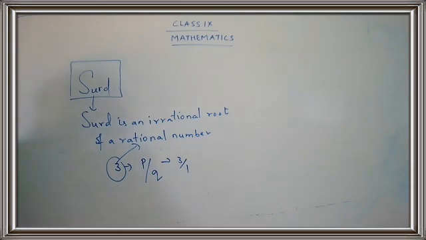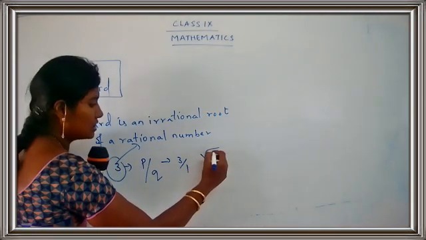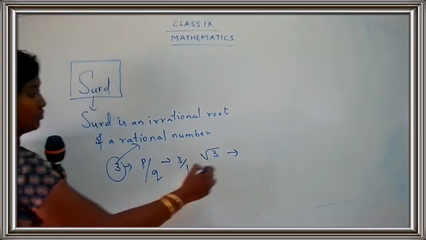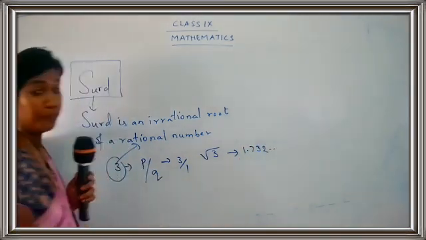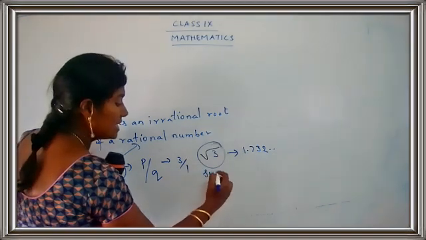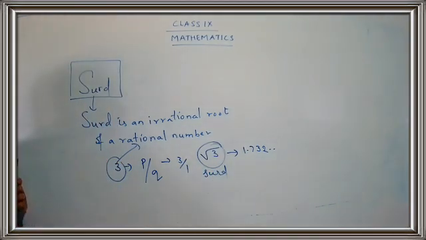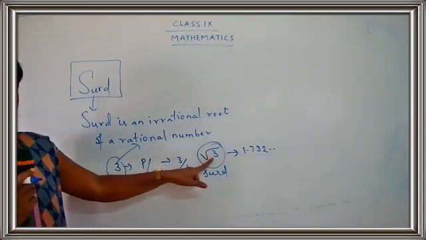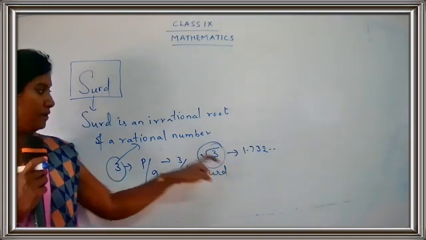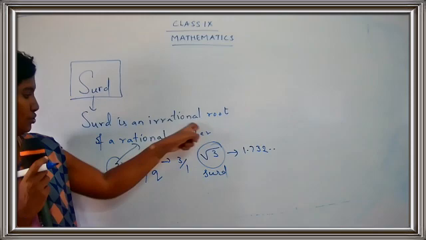Now what is the meaning of surd? A surd is an irrational root. That means if I take the root of a rational number, I get the answer as 1.732 and it goes on, okay children. So I get an irrational number. So I say that root 3 is a surd. How do you say root 3 is a surd? Because I have taken a rational number, and when I take the root of it, I get an irrational number. So a surd is an irrational root of a rational number.